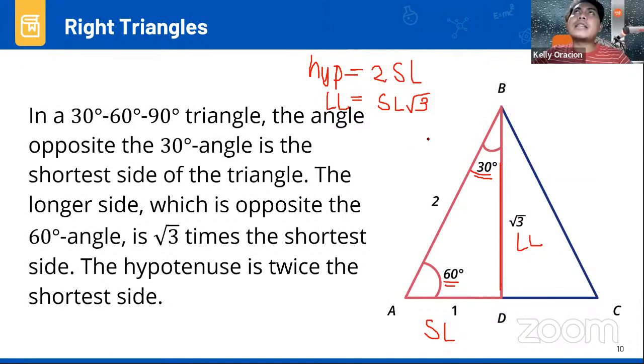Please study the content of your reviewer kasi that's very helpful. And also during review, magbigay rin ako ng mga previous examples. So again, this is the formula for 30, 60, 90 triangle. The hypotenuse is twice the shorter leg. The longer leg is shorter leg times square root of 3.